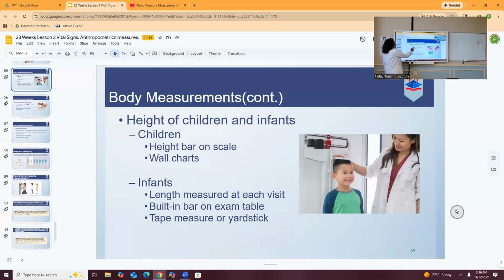There's always going to be a wall chart for the children, and it's going to make sure that the growth is accurate to that scale. We're going to see about that growth scale when we get to the systems and start studying pediatrics, okay?